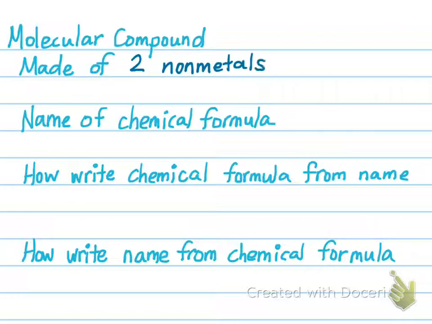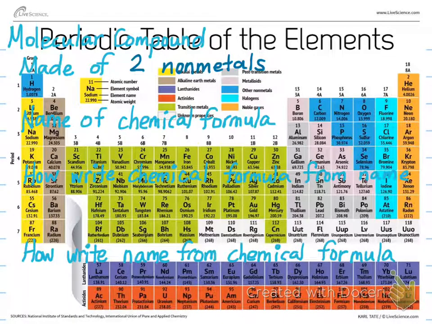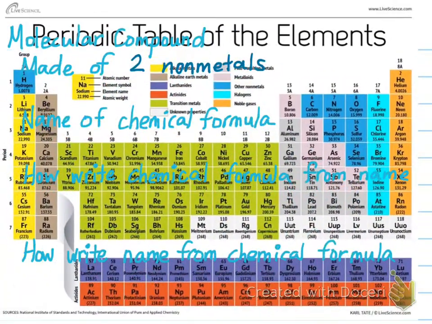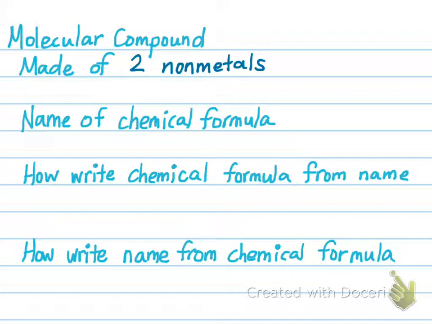Now, you need to remember where the nonmetals are on the periodic table, right? So I should have a periodic table I can pull in here. There we go. Remember, our nonmetals are pretty much this. Remember, it's this kind of heavy stair-step line, right? That's our dividing line between our metals and our nonmetals, and this side are our nonmetals. Okay, so molecular compounds are made of two nonmetals.